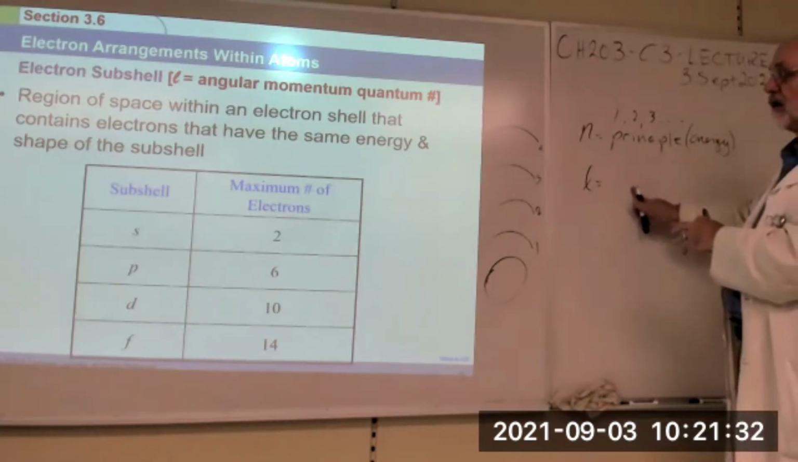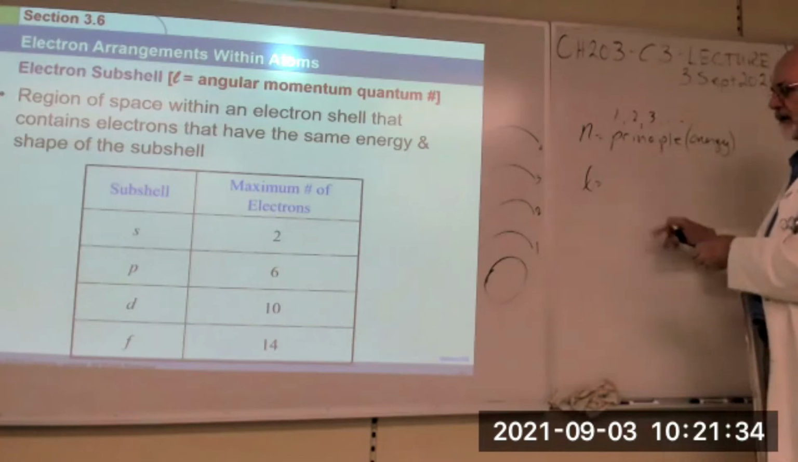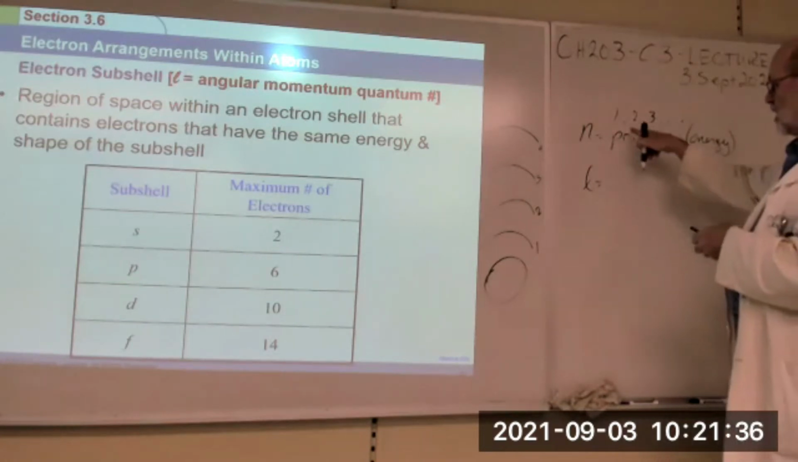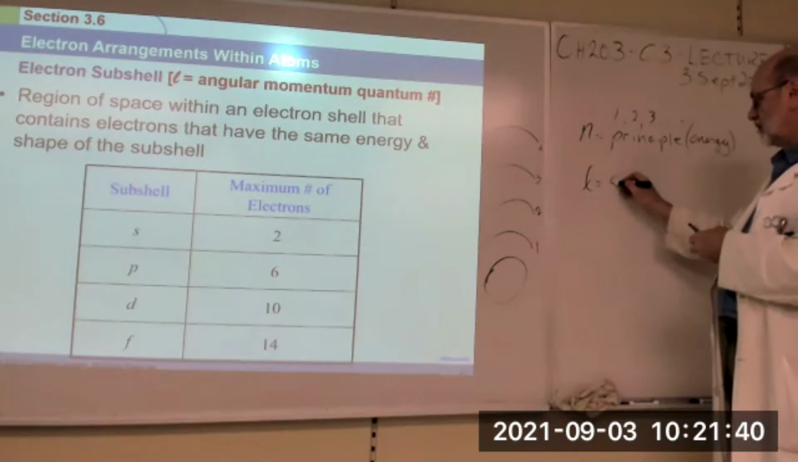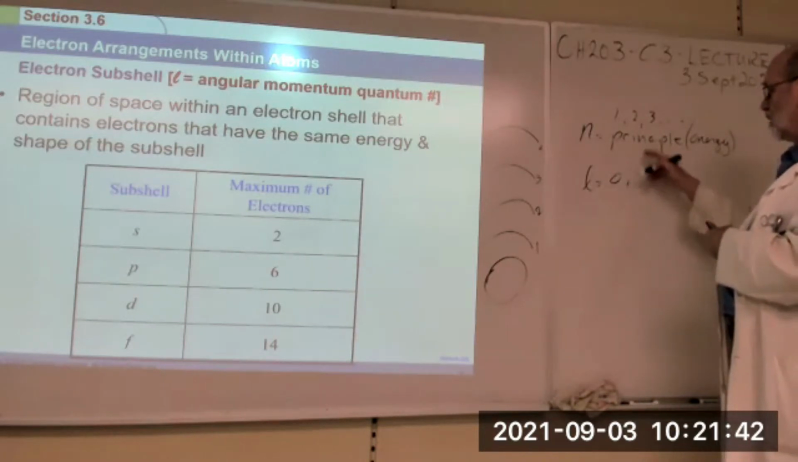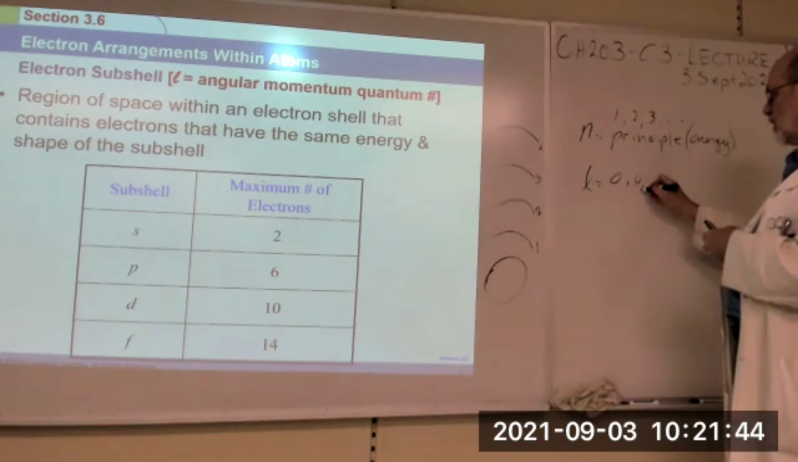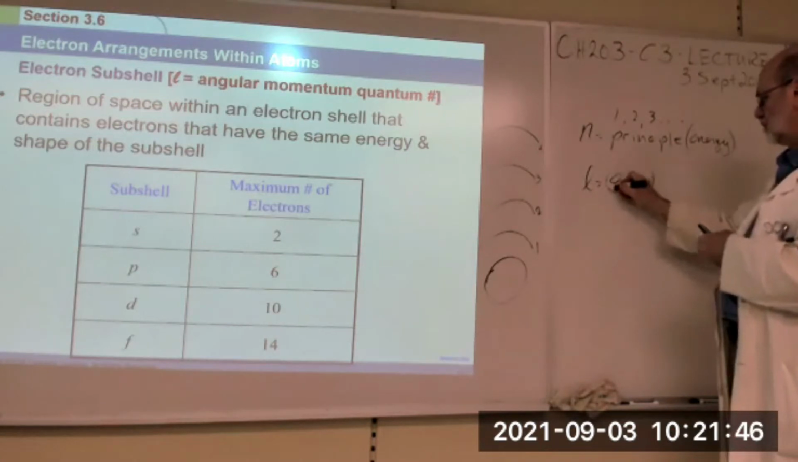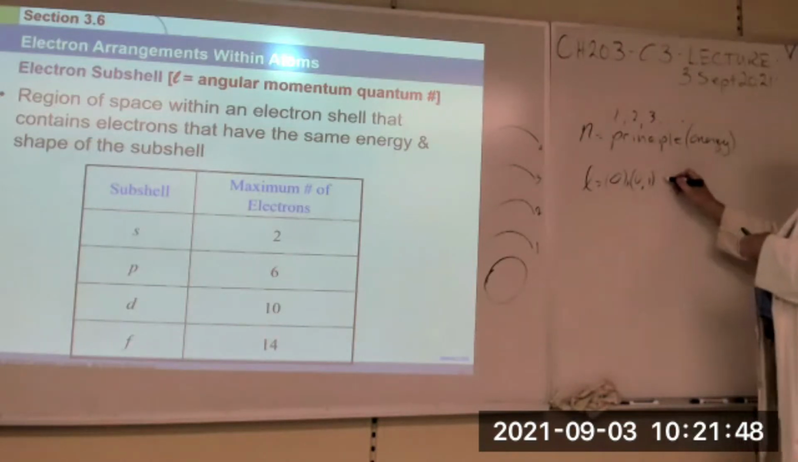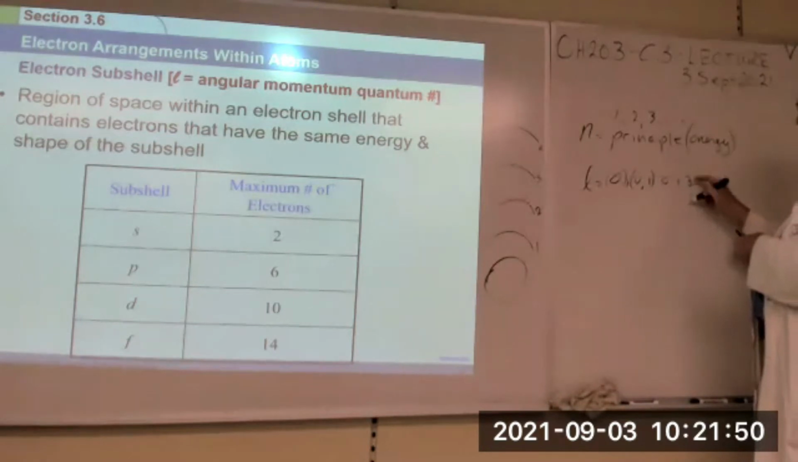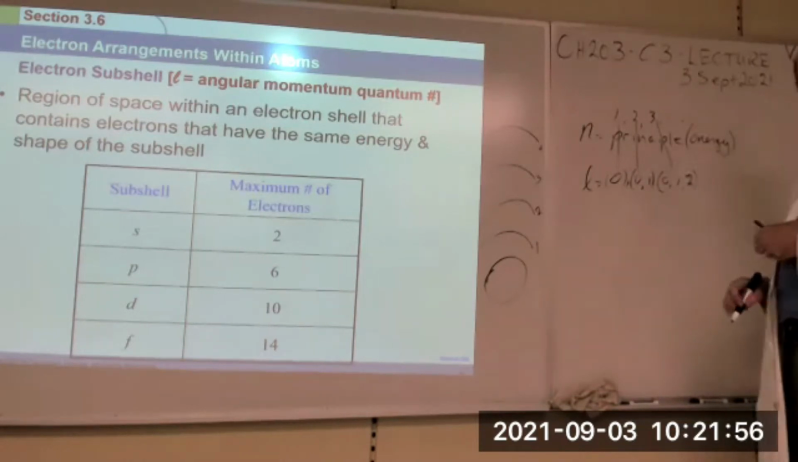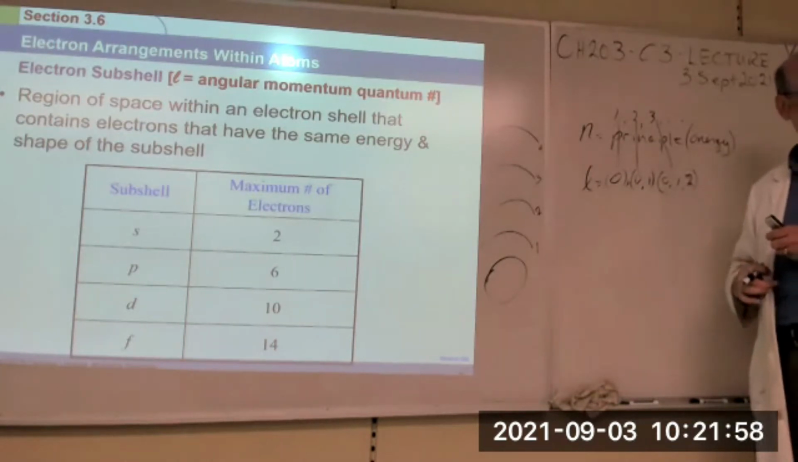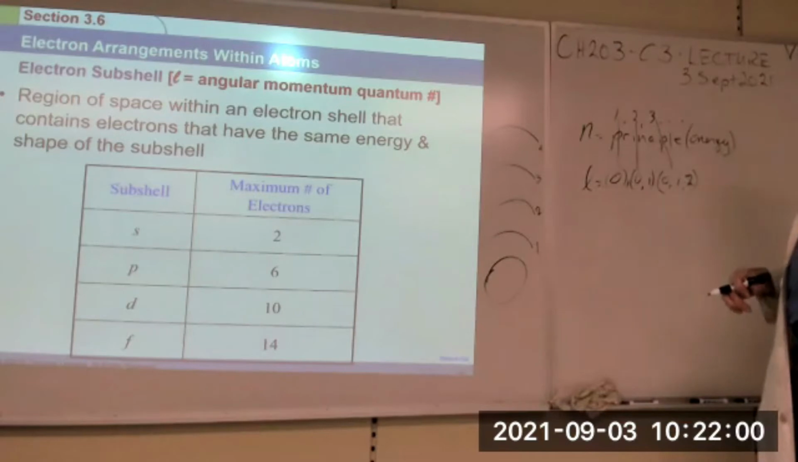This is the angular momentum quantum number, and within this, if this is 1, we can have 0. With 2, we can have 0 and 1. With 3, we can have 0, 1, and 2. Right? So that's what we got here. Those sublevels. Okay. I know this is getting complicated, but just hang with me.